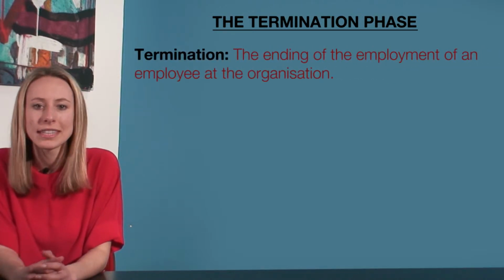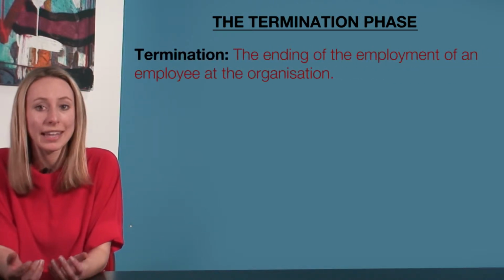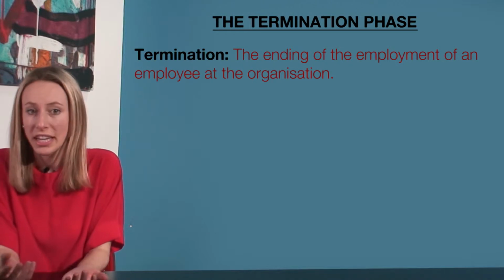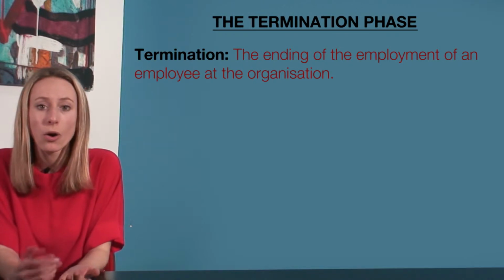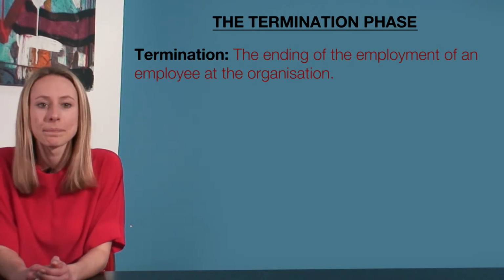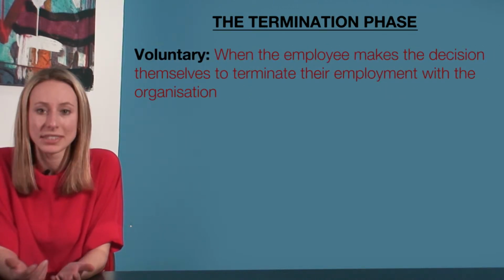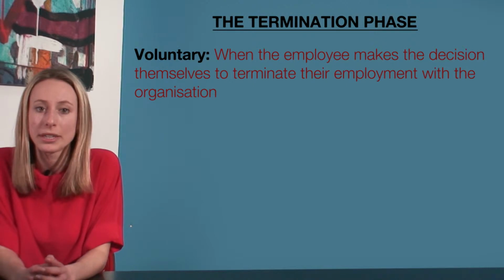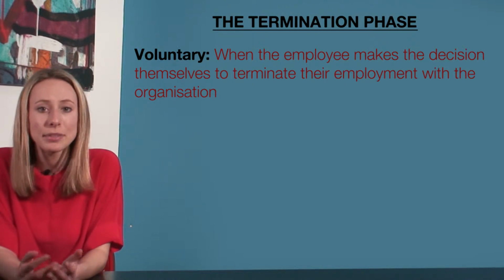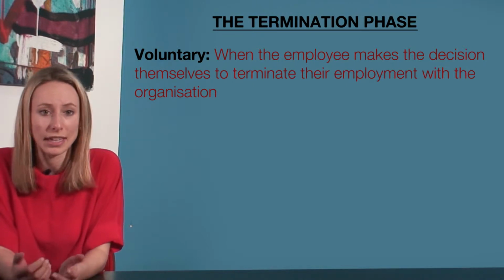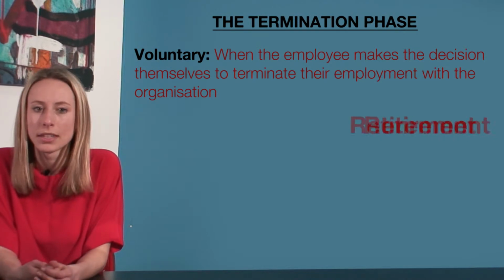Today's video is looking at the termination phase, which is the final stage in the employment cycle. Termination refers to the ending of the employment of an employee at the organisation. Termination can be defined as being voluntary or involuntary by the employee. Voluntary termination is when the employee makes the decision themselves to terminate their employment with the organisation.